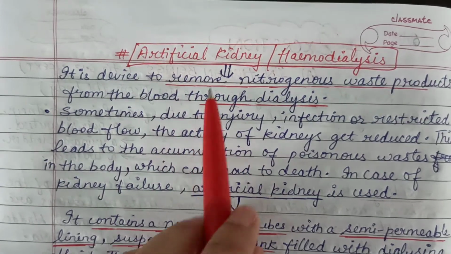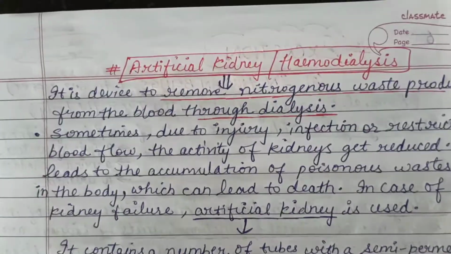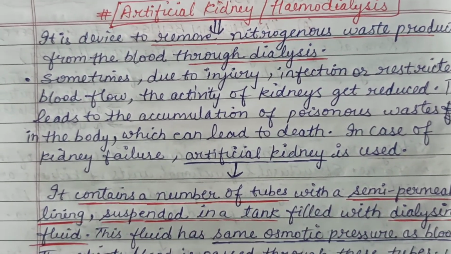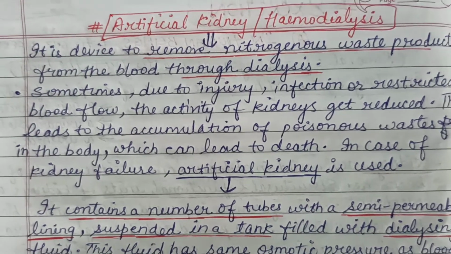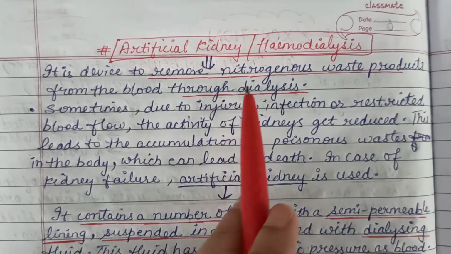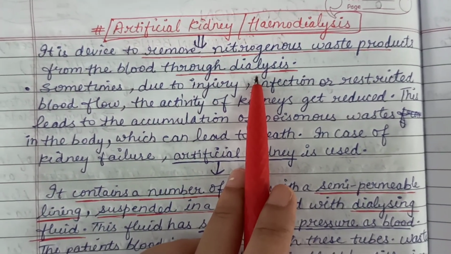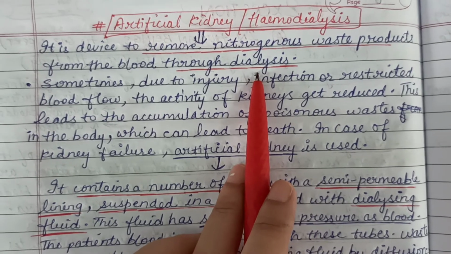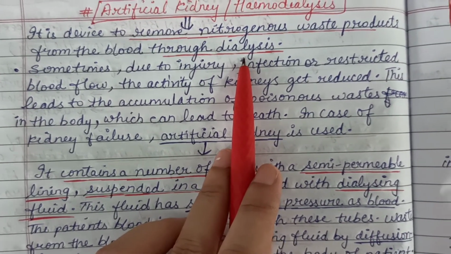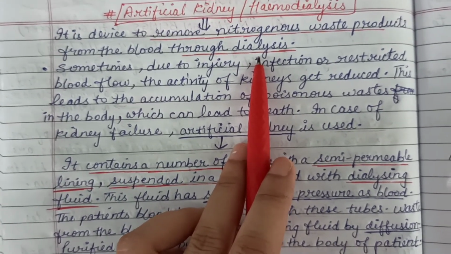Next is the artificial kidney. I think you all must have heard of hemodialysis. Hemodialysis is done for patients whose kidney or kidneys do not work properly. So the artificial kidney is a device to remove nitrogenous waste products from the body through dialysis. The process is dialysis, in which blood is artificially filtered, because when kidneys do not work properly, the blood is filtered outside the body and sent back to the body for normal functioning.